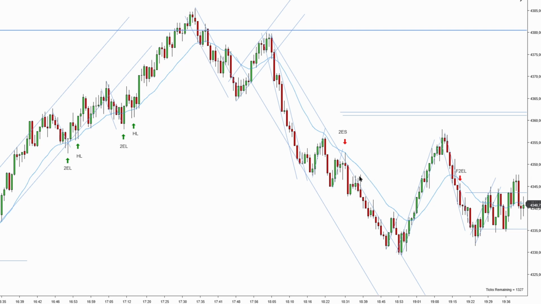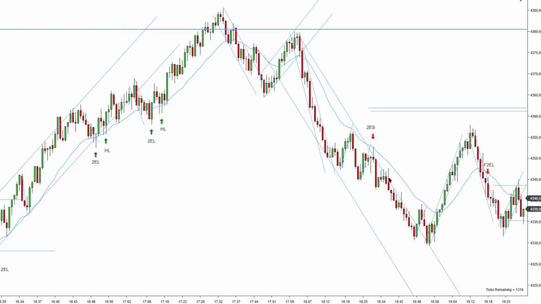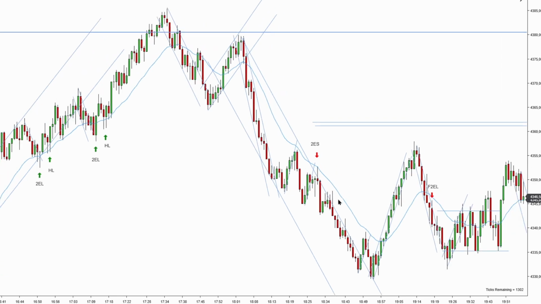This would have been also a great entry. Me personally, I just don't like going short directly into a low of the move like that. But you can see that still price is respecting the trend line. It is such a strong momentum bar, so you can definitely make a case for going short here.